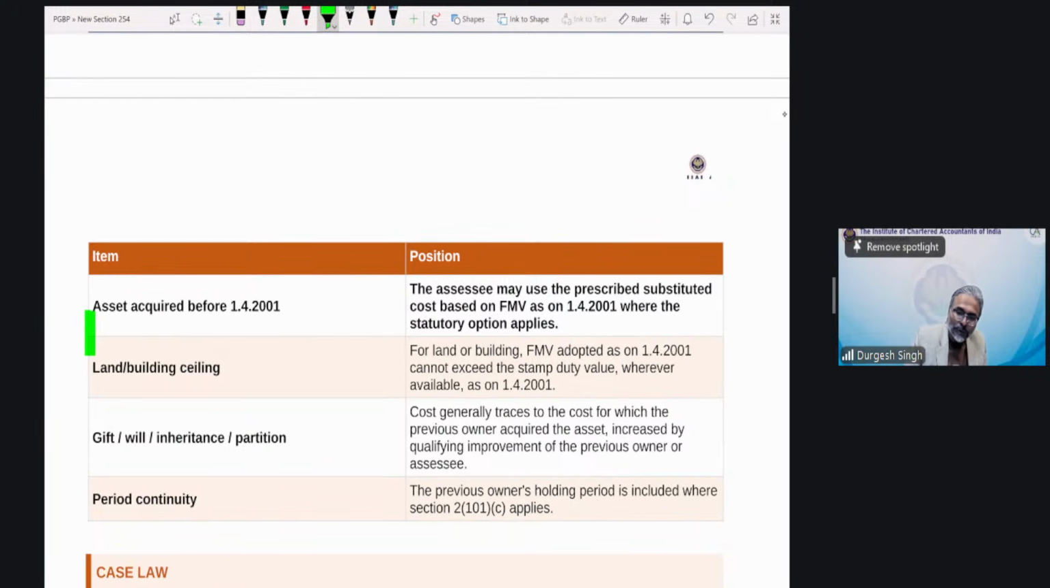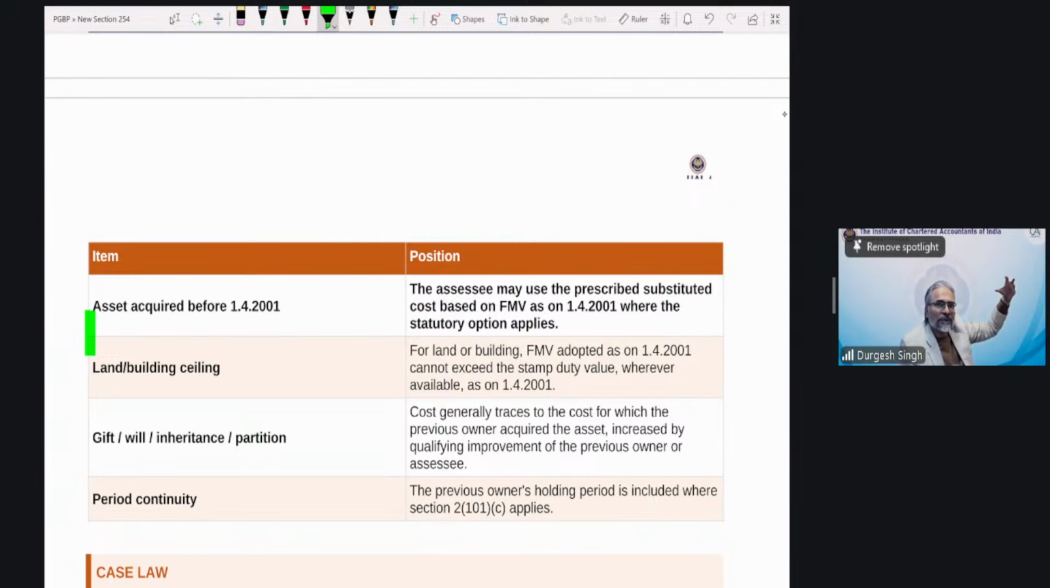So the assessee may use the prescribed substituted cost based on the FMV, whatever the FMV is, students, as on 1st April. So if our father purchased a house property in, say, 1970, and I have inherited that house property.